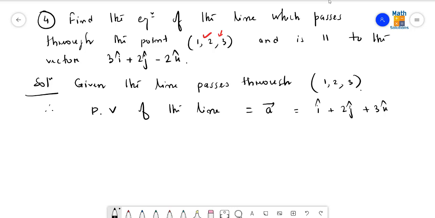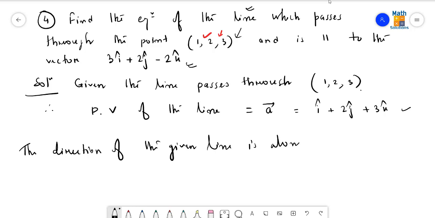So here is the position vector of the point through which the line passes, and also given that this line is parallel to the second line. So the direction of the given line is along, say this is vector B, that is equal to 3i cap plus 2j cap minus 2k cap.